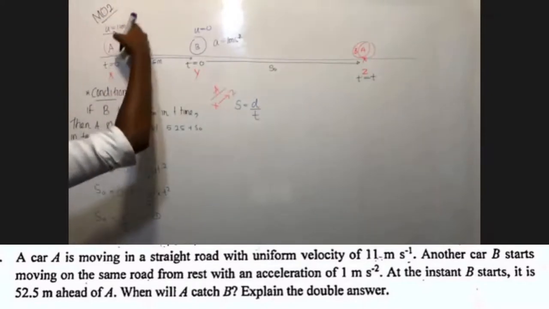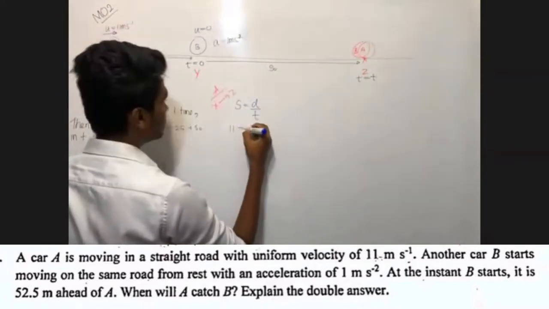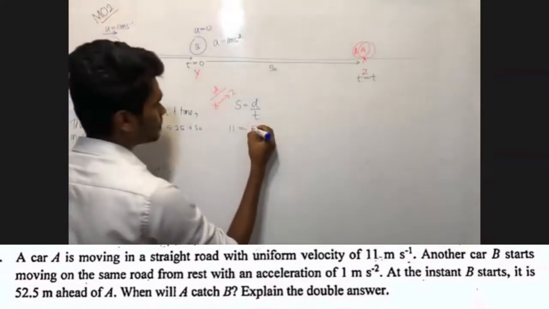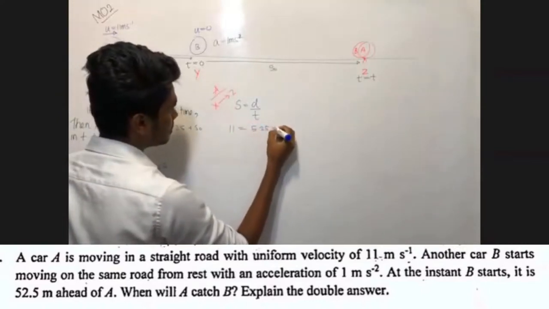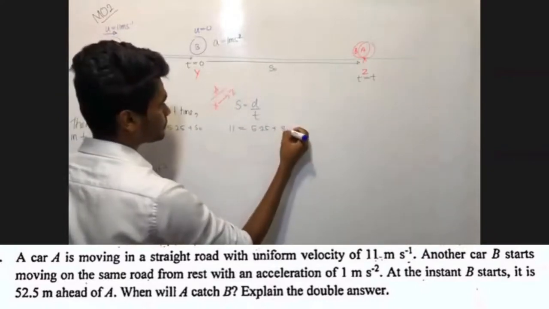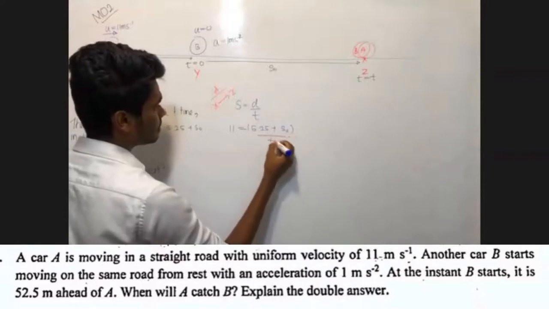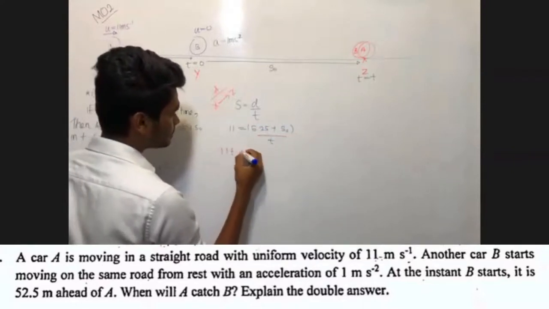So what is the speed? It moves with 11. What is the distance it has to cover? 5.25 plus S naught. The time is T, so 11T.